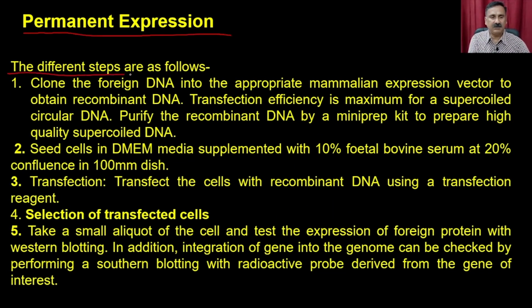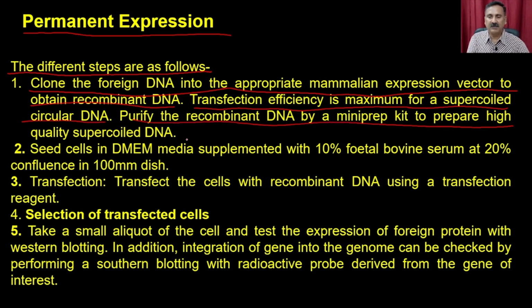You clone the foreign DNA into the appropriate mammalian expression vector to obtain the recombinant DNA. Transfection efficiency is maximum for supercoiled DNA, so you can purify the recombinant DNA with a mini prep kit to prepare high quality supercoiled DNA, because higher transfection efficiency increases the chances of the DNA getting integrated into the genome.